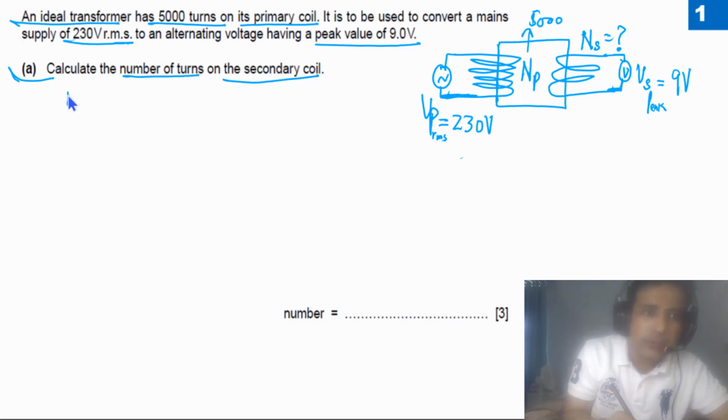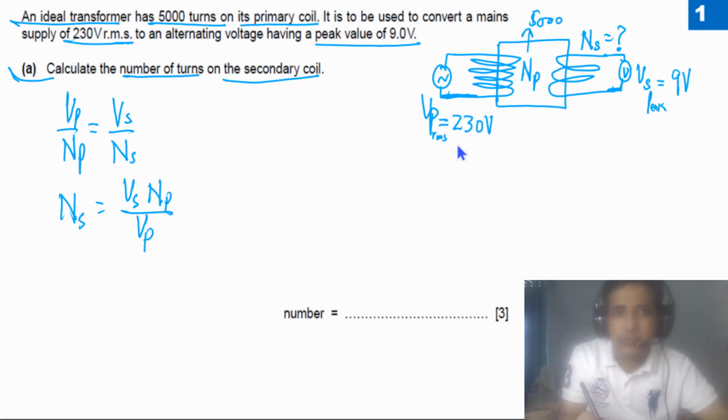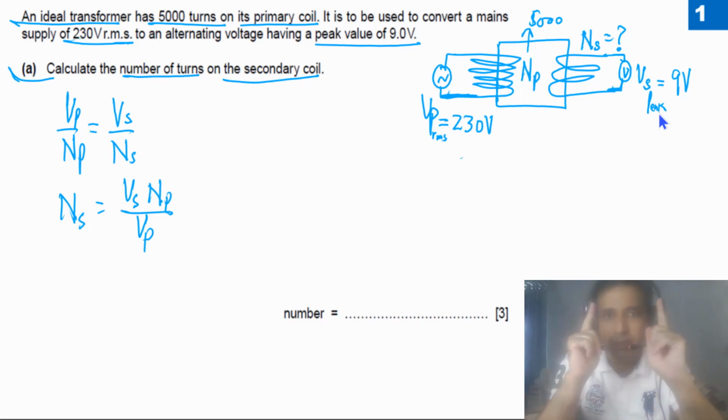For this purpose we need to understand the ratio between Vp over Np. This is the transformer equation, equal to Vs over Ns. Now we need to find Ns, so Ns simply will be equal to Vs times Np divided by Vp. Now the problem is that this value is the RMS value and this is the peak value. So you cannot use two different values. Both of them have to be in RMS or both of them have to be in peak value.